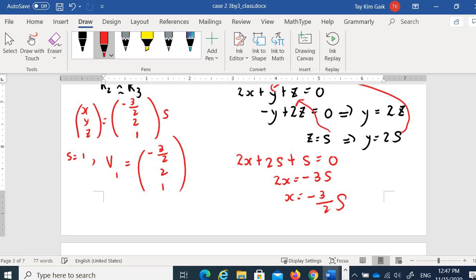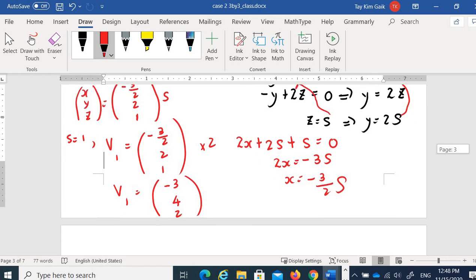Okay, to eliminate the fractions, you may times, let's say you times by 2, I can get my v1 in the integer form, so negative 3, 4, 2. Need to eliminate fraction. Okay. v1, I multiply by 2, so I get negative 3, 4, 2. So this is the first eigenvector.